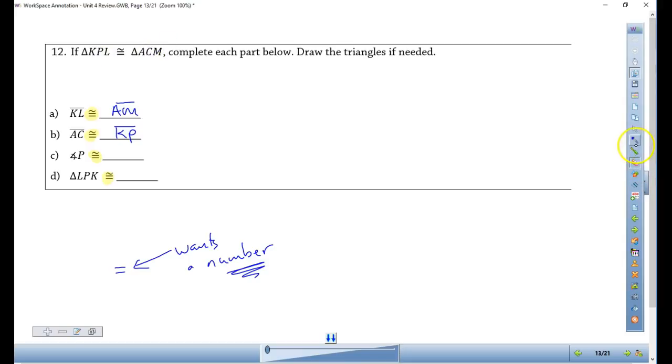Alright, so for letter C, it's talking about an angle. So an angle, a single letter, P, right here, would match a single letter on the other one, which would be this one. So that is angle C.